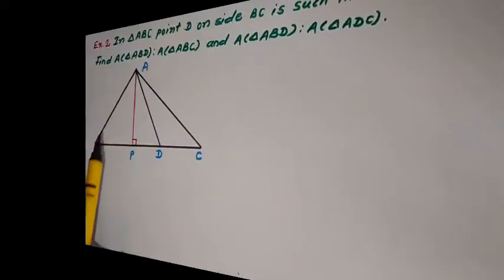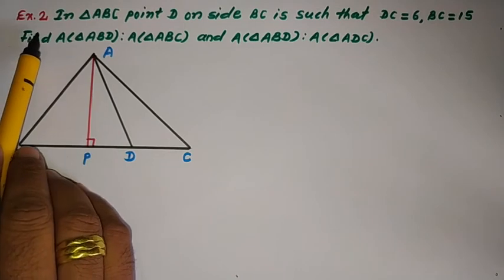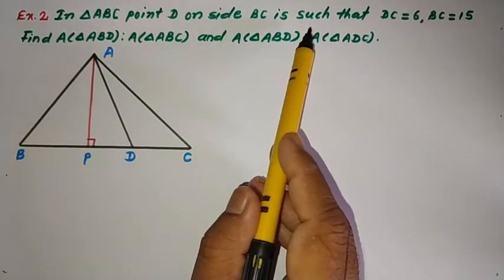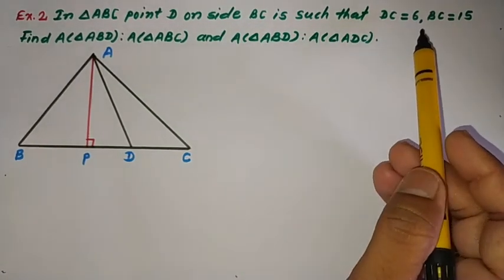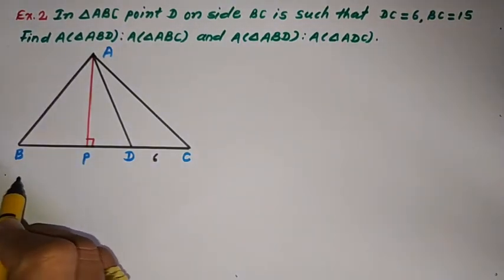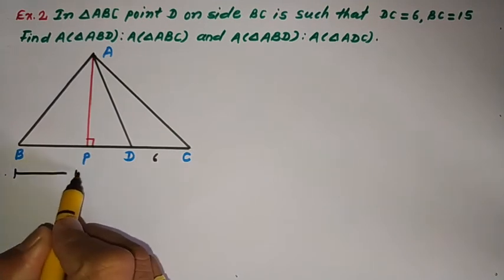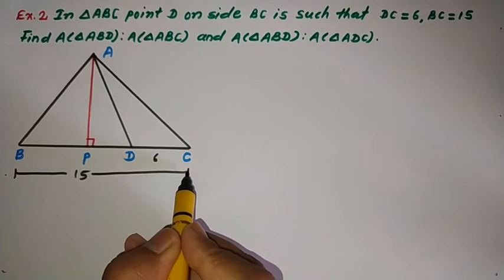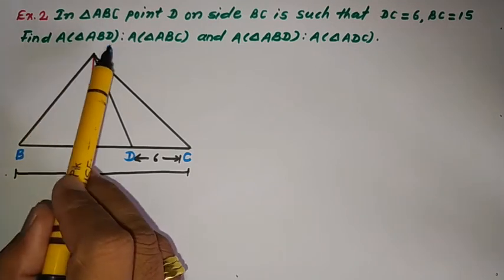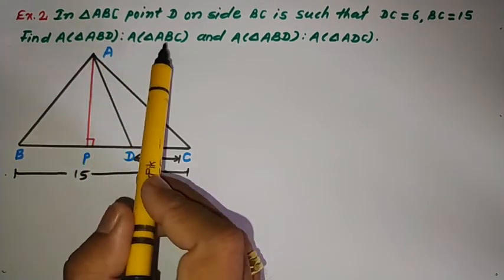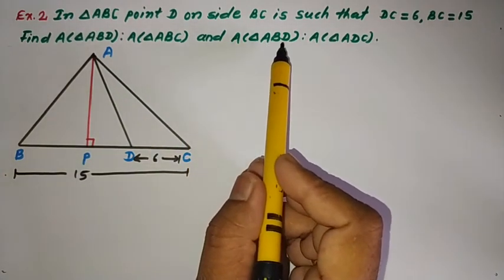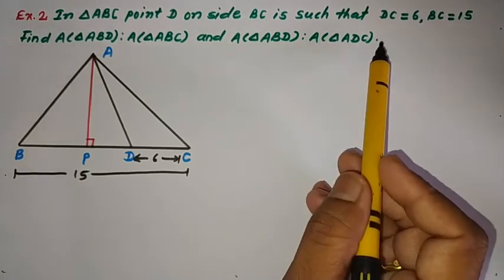Let's see the next example, example number 2. In triangle ABC, point D on side BC is such that DC is equal to 6 and BC is 15 centimeter. Find the area of triangle ABD upon area of triangle ABC, and area of triangle ABD upon area of triangle ADC.